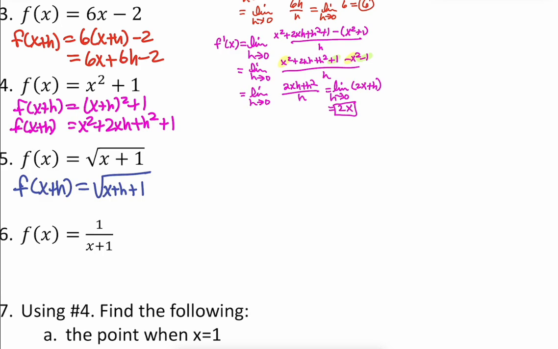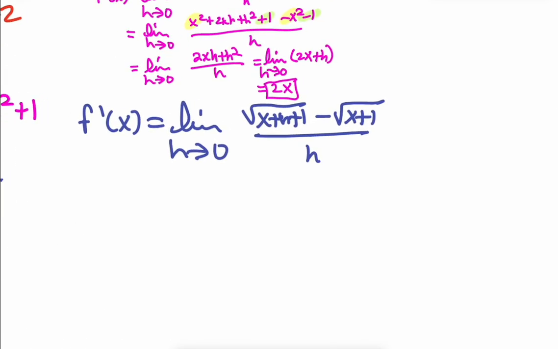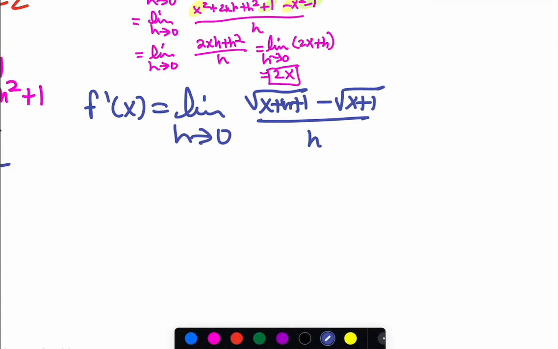Okay. So now let's apply the formula. We get the limit as h approaches 0 of f of x plus h, which is just that funky square root, the square root of x plus h plus 1, minus our original function, square root of x plus 1, all over h. Now, right now, there is really no mathematics we can do to fix the problem without using a conjugate. So let me show you what to do.